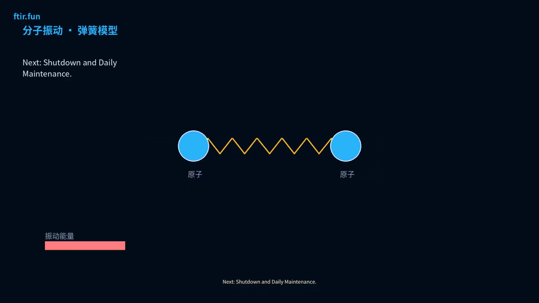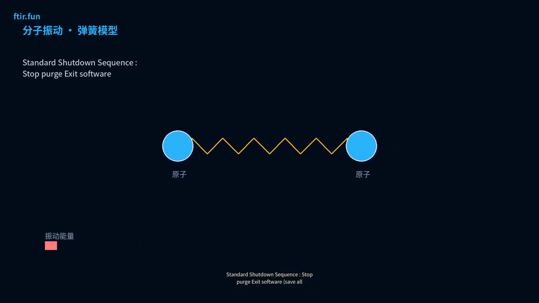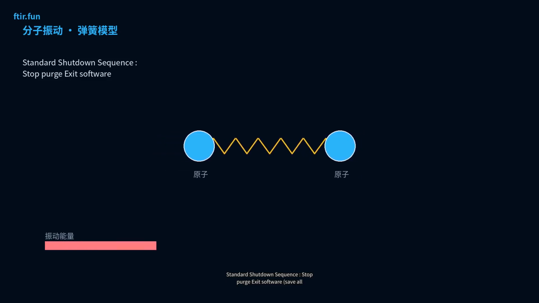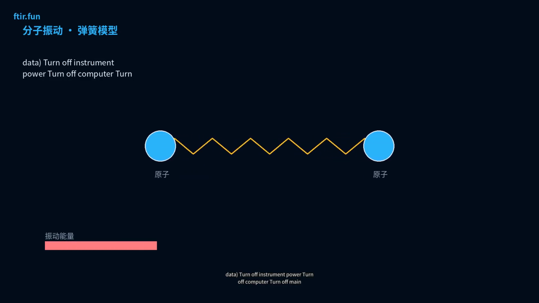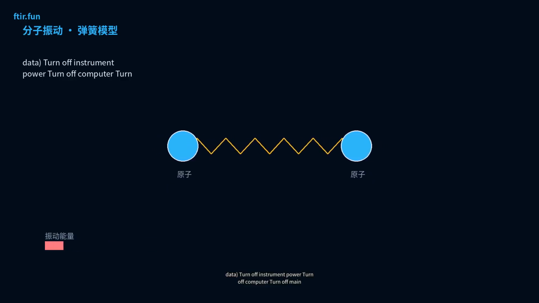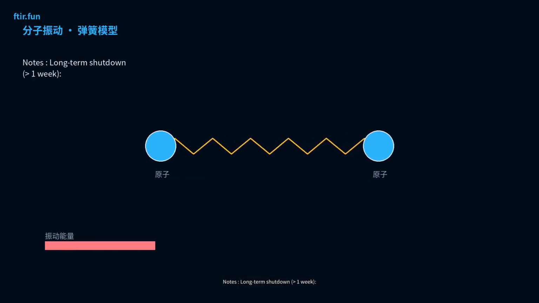Next, shutdown and daily maintenance. Standard shutdown sequence. Stop the purge, exit software, save all data. Turn off instrument power, turn off computer, turn off main. Notes: long-term shutdown.